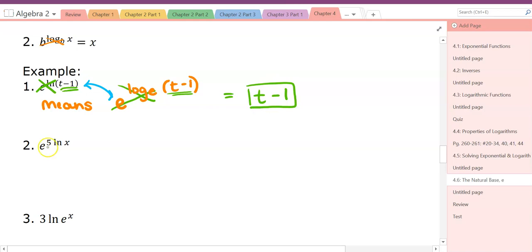Now for number 2, before you try to cancel things off, because we have this 5 sitting in front of the natural log, we talked about a power rule in the past, which is when you take this 5 and you put it up with the exponent into that position there. So this is really E to the natural log of x to the 5th power. And so those quantities cancel each other off, and we're left with x to the 5th.